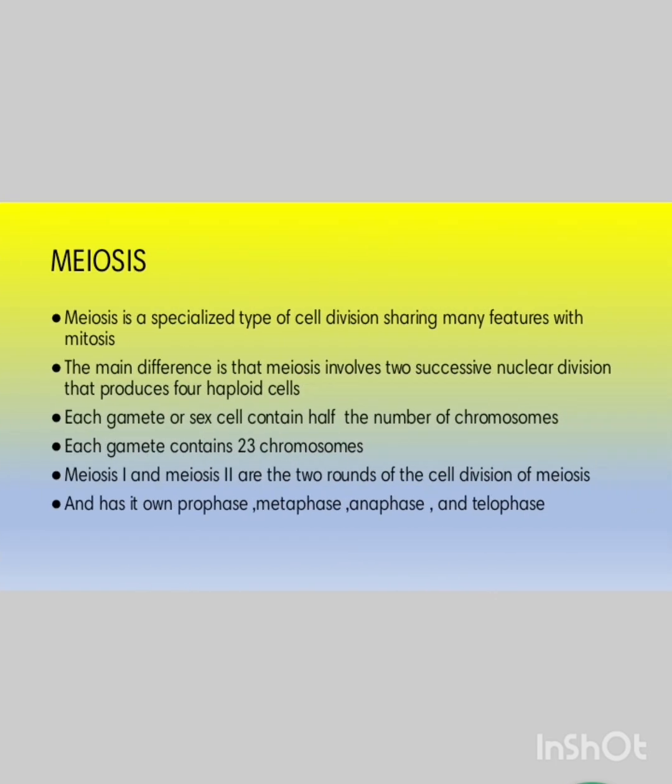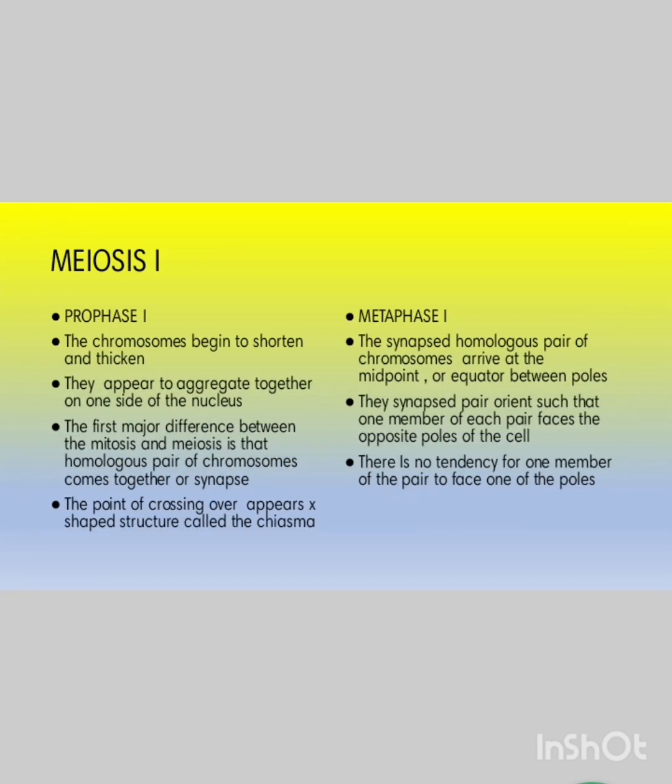Next, meiosis. Meiosis is a specialized type of cell division sharing many features with mitosis. The main difference is that meiosis involves two successive nuclear divisions that produce four haploid cells. Each gamete or sex cell contains half the number of chromosomes, each gamete containing 23 chromosomes. Meiosis 1 and meiosis 2 are the two rounds of cell division of meiosis, and each has its own prophase, metaphase, anaphase, and telophase.